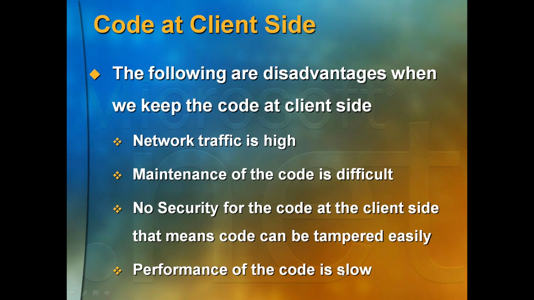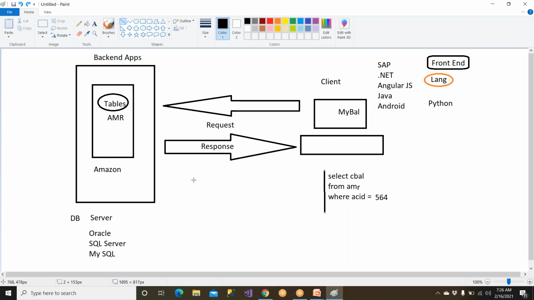The performance of the code is also very slow. Why? Every time these 3000 lines go across, you need network bandwidth. If the network is not very fast, then it will be very slow. What code am I talking about? SQL code. We are embedding the SQL code into front-end applications like SAP, Java, .NET, Android, because we are not able to centralize this code. Clear? Because I can open my SQL Server and write a lot of code.